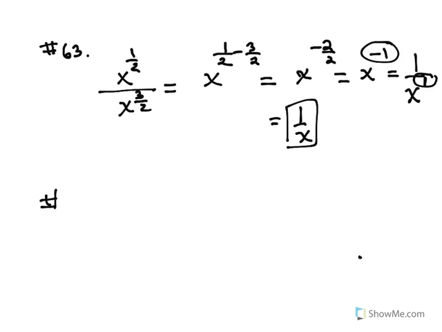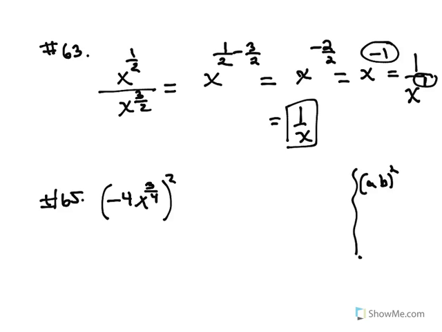Number 65, which is the last problem we're going to be doing in this video, is negative 4x to the 3/4, all to the second. Okay? Just let me remind you that when you have a product and you have a power, let's say a 2, you can distribute this power to each one of the factors inside the parentheses, right? So you end up having s to the second times p to the second. So you're going to do the same thing here, okay? Remember please that this number is negative. So we're going to have negative 4.